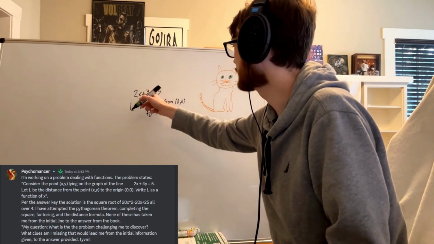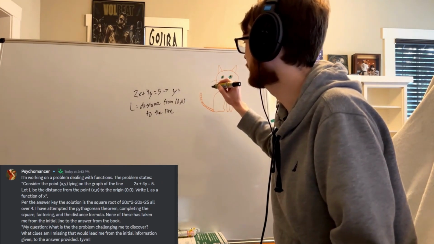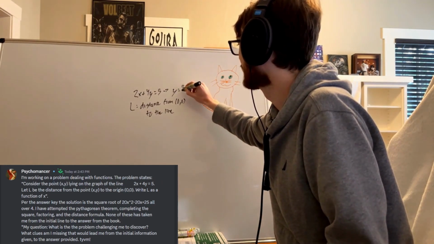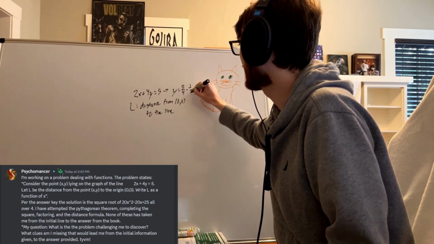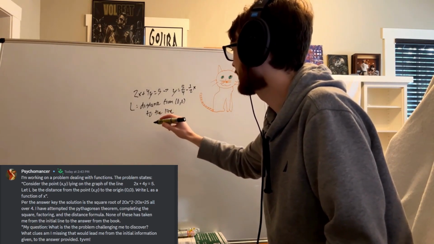I'm going to solve this equation for y. You can solve it for x as well, but I'm going to do it for y because that's what I'm more accustomed to. I have 5 over 4 minus 1/2 x. Okay, good. I still remember basic algebra.